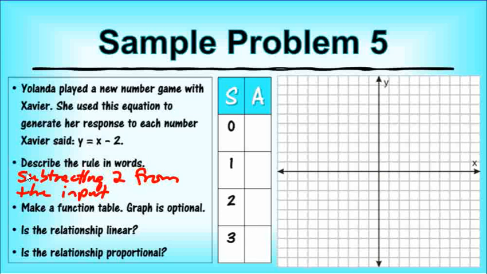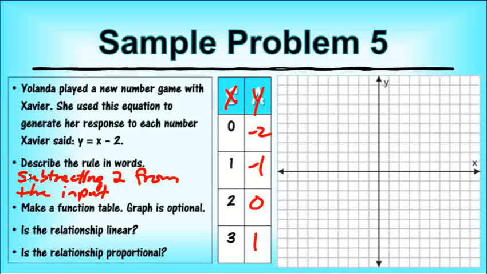Now we need to make a function table. The function table is here. And so like this would be our x, this is our y. Let's put our numbers in there. So if I put a 0 in, subtract 2, and again negative 2. Put a 1 in, minus 2 is a negative 1. 2 in there, minus 2 is 0. 3 minus 2 is 1.